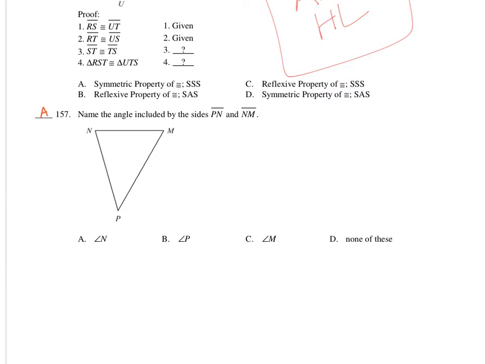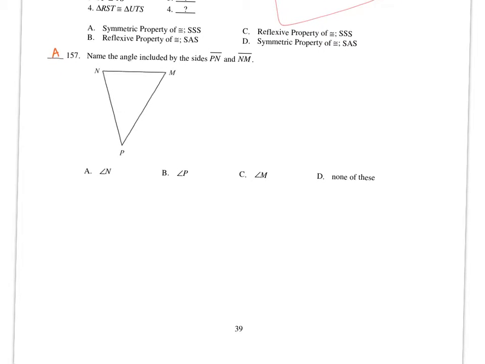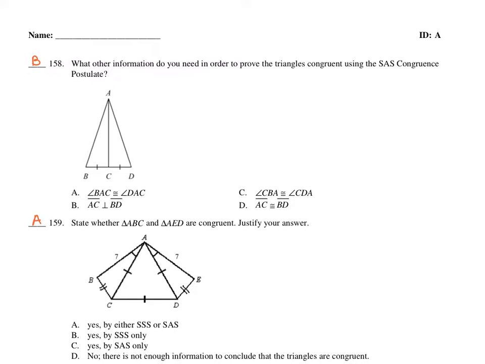Okay, 157, name the included angles. So remember the included angles where those two sides meet, which would be angle N. Should be a super easy vocab question. You know those terms. 158, what information do you need in order to prove that the triangles would be congruent using side, angle, side? So in the diagram, they've given me the one pair of sides. AC would be equal to AC because that's reflexive, which would mean you'd need to know that ACB would equal ACD.